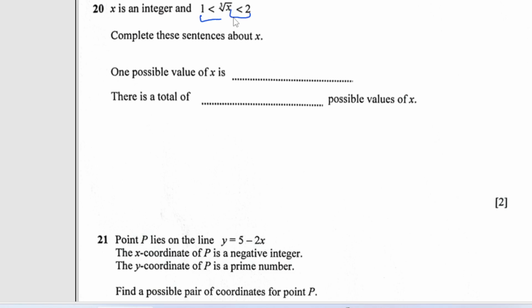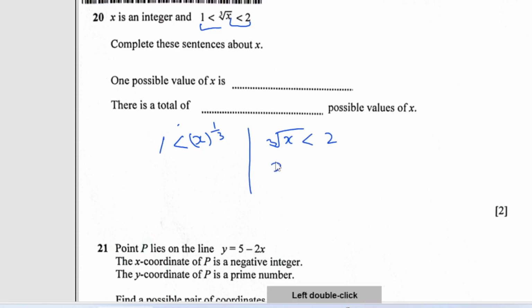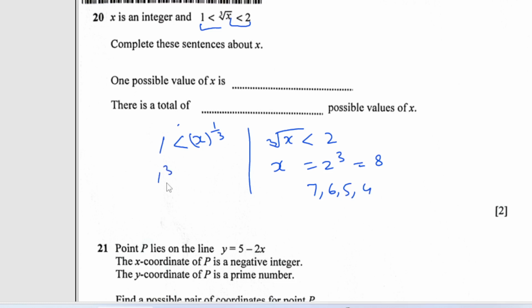The cube root of x is greater than 1, and another one is cube root of x is less than 2. So if you cube both sides, this will become x equals 2 cubed, which is 8. So the value of x is less than 8, that may be 7, 6, 5, 4, like this, right? And on this side, 1 cubed is less than x, so x is greater than 1, so greater than 1 but less than 8.